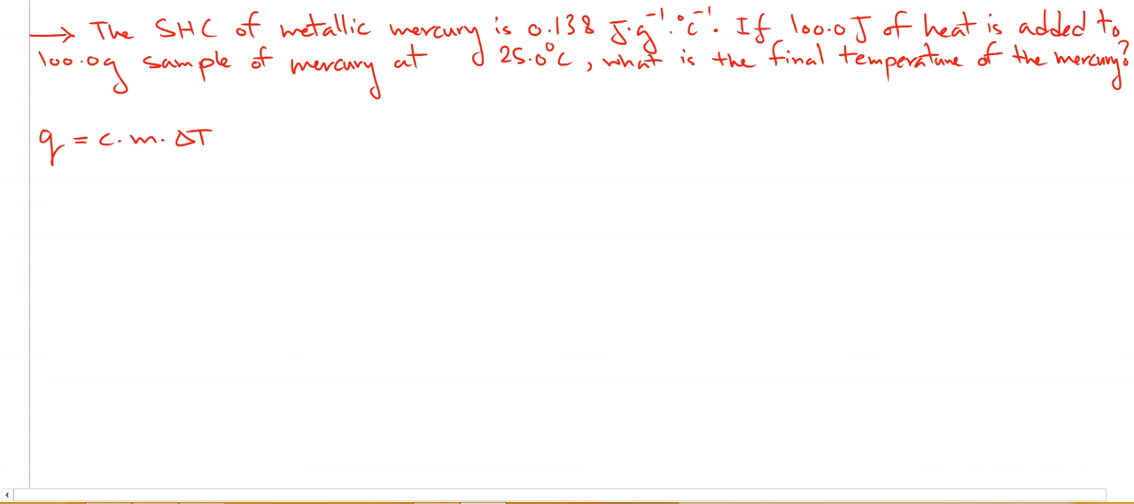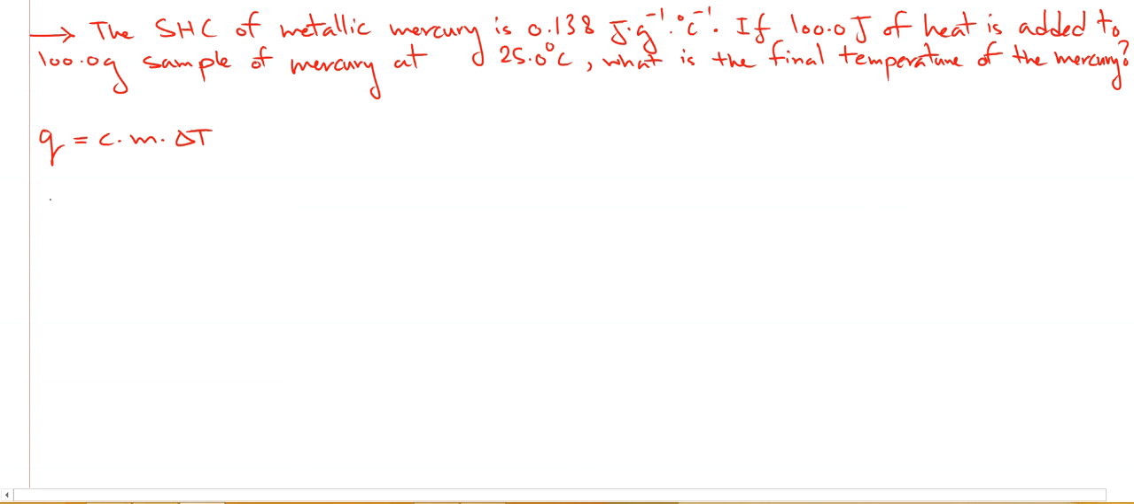Our second question is, the specific heat capacity of metallic mercury is 0.138. If 100 joules of heat is added to a 100 gram sample of mercury at 25 degrees, what is the final temperature of the mercury? So again, we're going to start by finding our variables.